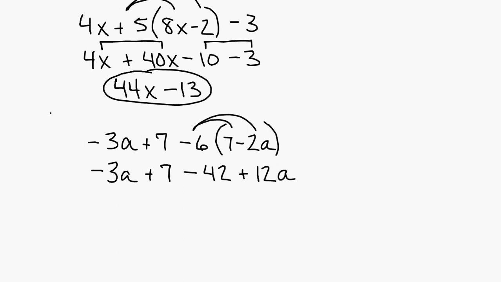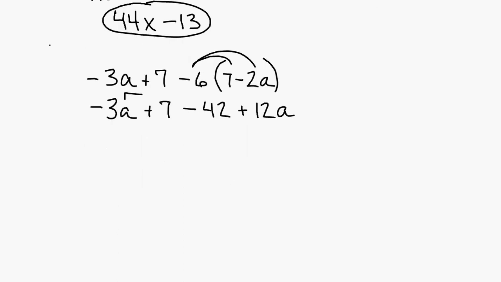The variables get combined first. So your negative 3a gets combined with this 12a. So in the calculator, it would be 3 negative plus 12. And that's a 9a. And then 7 minus 42. Negative 35.